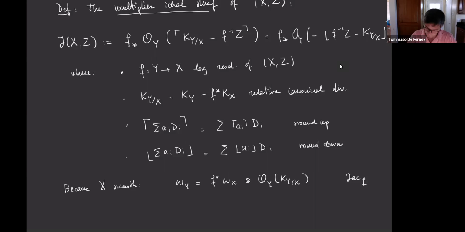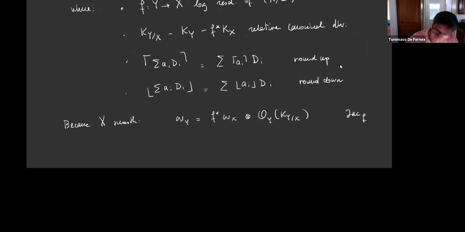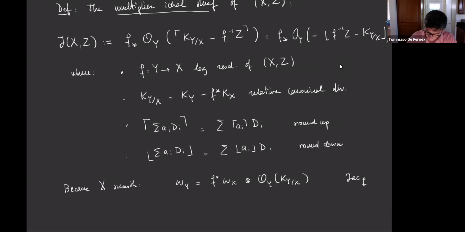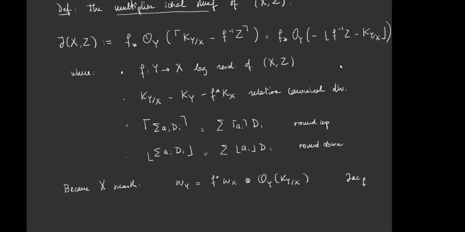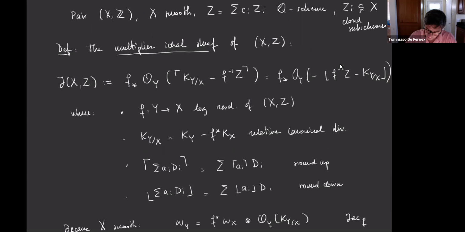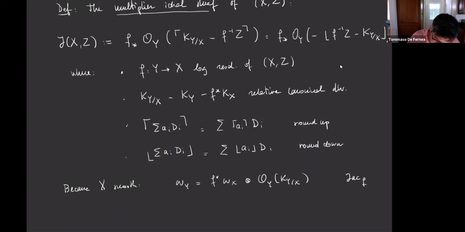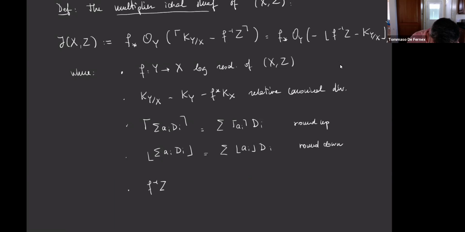Okay. So Tommaso, what is f^{-1}(Z)? Is it the schematic inverse image? Yeah, sorry. Let me actually remind you of this. Maybe I should say that. Let me erase this part and write it here. So the inverse image of Z, by definition, is this thing. But this is the schematic inverse image.